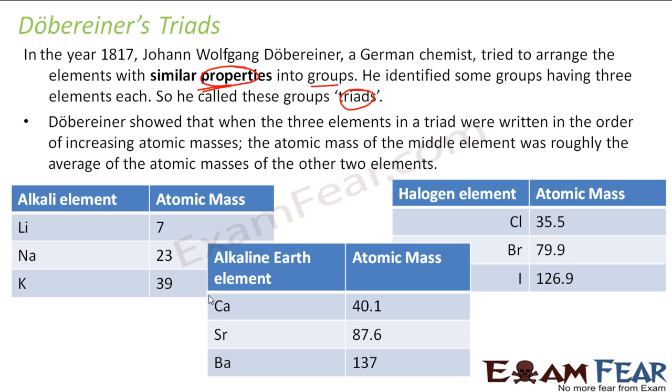So if you see in this case, if you find the atomic mass of this and this, you add these two, 39 plus 7, that is almost 46, divided by 2 gives 23. You take these also, 137 plus 40 divided by 2, you will get almost similar to 87.6, right? Similarly, 126.9 plus 35.5 divided by 2, you will get 81.2, almost. So that's what he had shown.